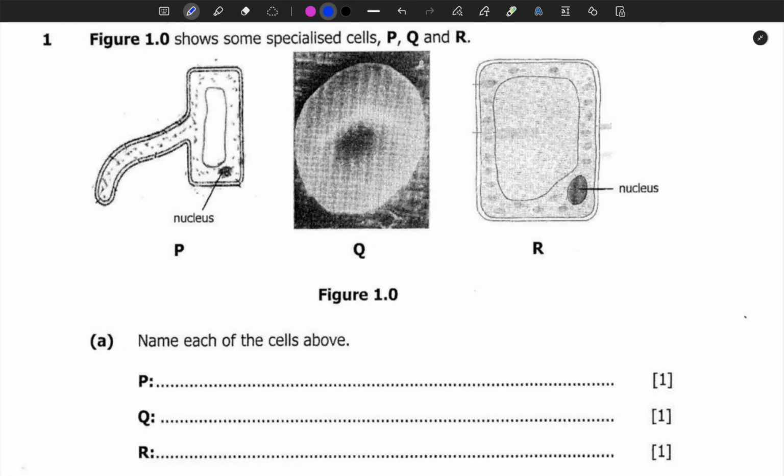Based on the structure, we should be able to know the type of the cell and whether it belongs to animals or plants. So we've got question A, name each of the cells above. The first one is P, and what will help us to identify P is this elongated outgrowth known as a root hair. So if this is a root hair, then the cell is called a root hair cell.